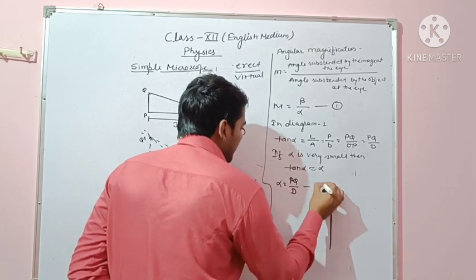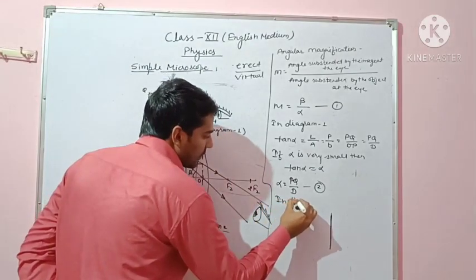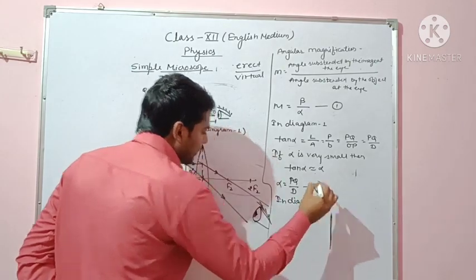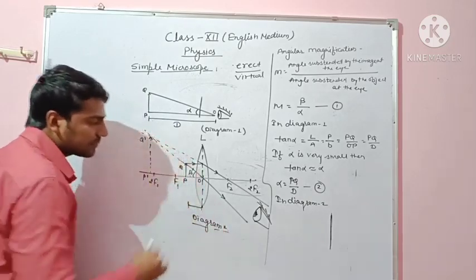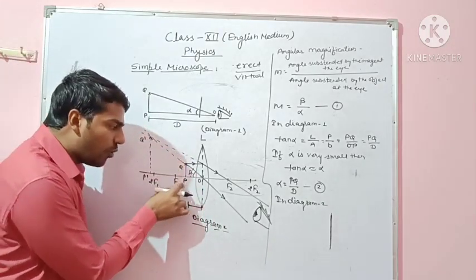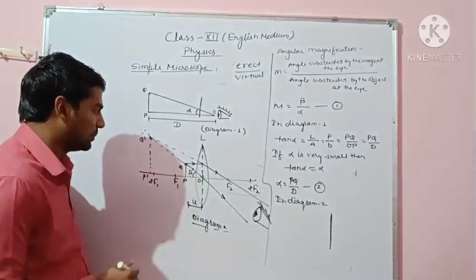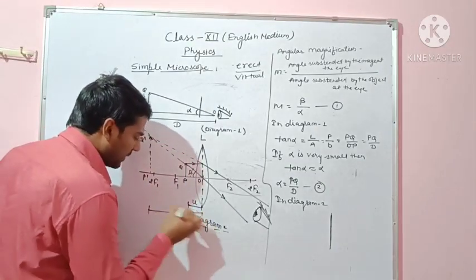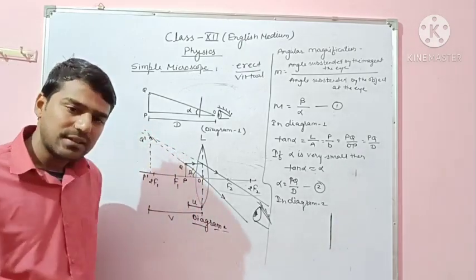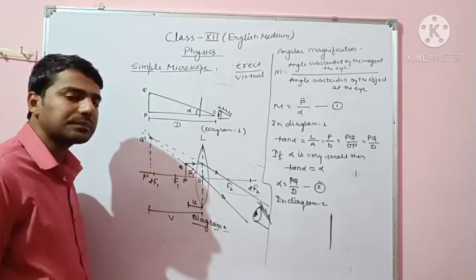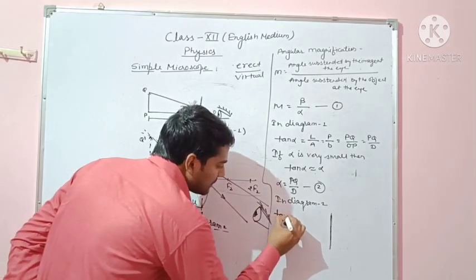Equation number second. In diagram second, this is the angle beta. This is the distance between the object and the optical center, and it is called the object distance, represented by U. This is the distance between the image and the optical center, called the image distance, represented by V. In diagram second, we have to calculate tan beta.